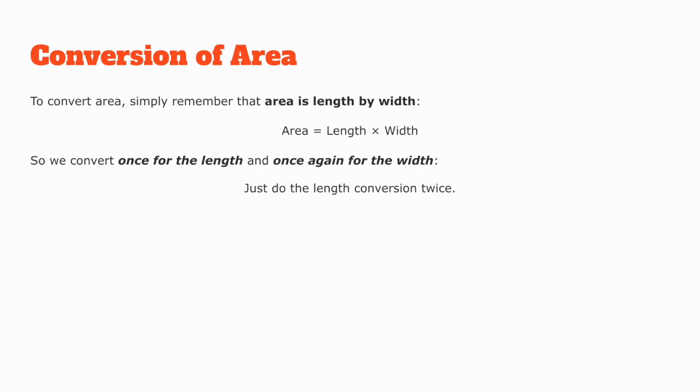We feel comfortable converting miles to kilometers, so we're close here. To convert area, we need to simply remember that area is length by width. So we convert once for the length and once again for the width. So we can just do the length conversion twice.